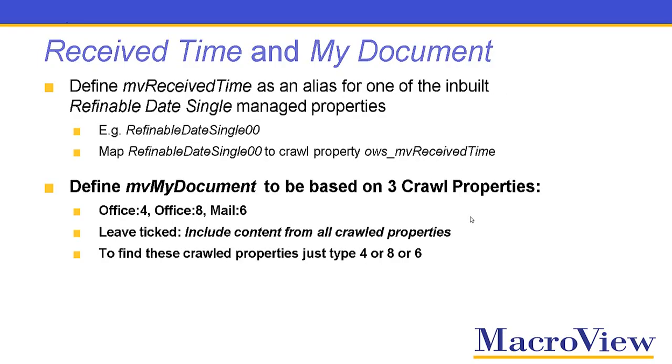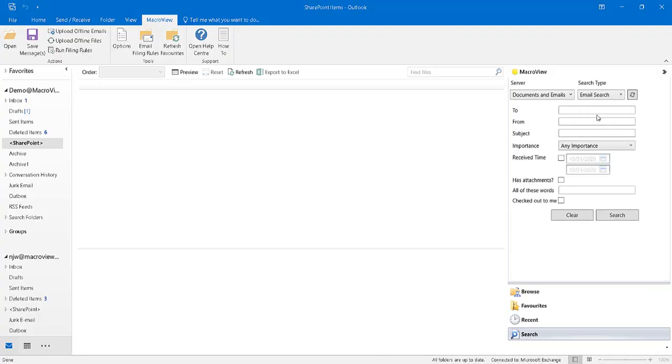And we need to define the new property MV My Document to be based on 3 crawl properties: Office 4, Office 8, and Mail 6. Once a crawl has populated our new managed properties, we can use them in a MacroView search panel.